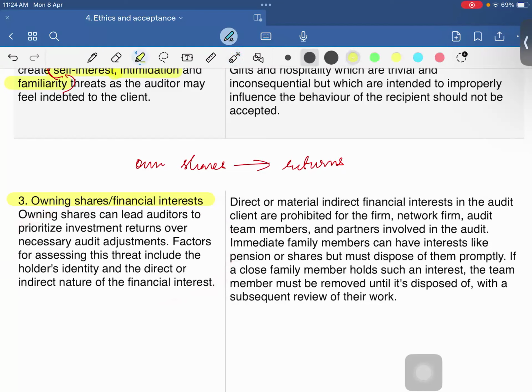And what are the factors taken into consideration while assessing this threat? One is the holder's identity. That means whoever owns those shares, what role does he have in the audit team? Whether it is direct or indirect financial interest is the other thing you look into. So if you own a share that is a direct or material indirect financial interest, first of all, you are prohibited from the firm. That means you can't take on that client company, or have a proximity relationship with the audit team members attending that client, or have a personal relationship or any kind of contact with the partners involved in that audit.